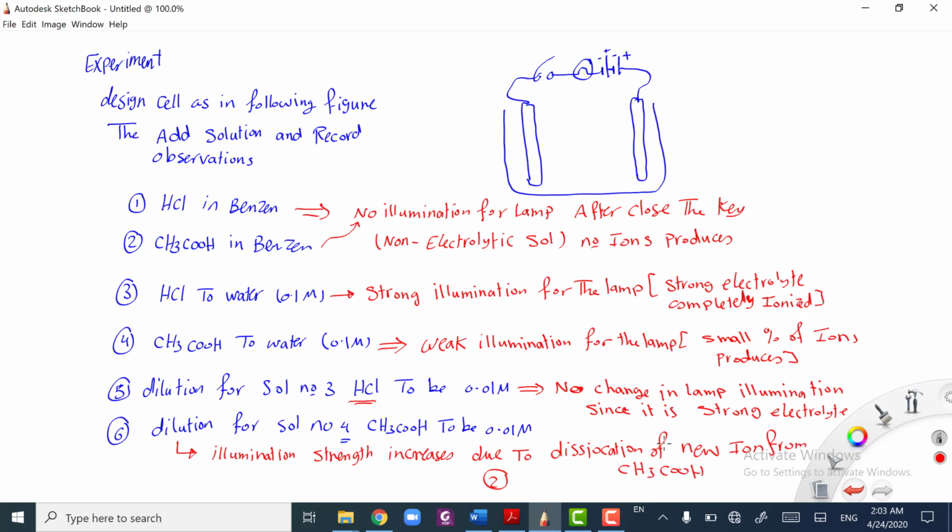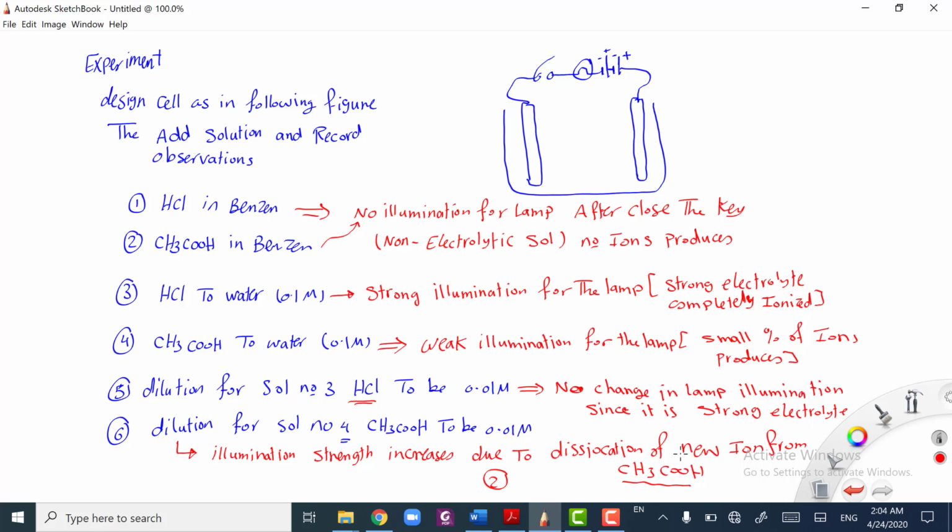In this case, guys, we'll find that a percentage of the acetic acid is dissociated into new ions. That means new ions will be produced when the acetic acid dissociates in the water, and when we dilute more, more ions will be dissociated. New ions start to dissociate with the new water molecules, so what happens? Increased illumination of the lamp. But the illumination of the lamp in the case of dilution of acetic acid will not be like HCl, since HCl is a strong electrolyte.